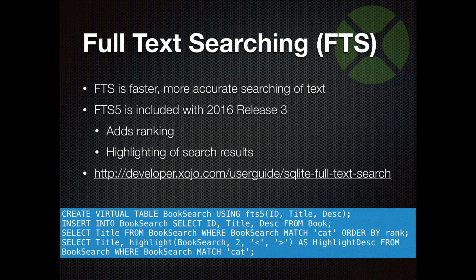To do this, you create what's called a virtual table in your SQLite database, and you tell it you're using the FTS5 full text search engine, and you give it the columns you want, and then you copy into it some data from elsewhere. Because this is a full text searching table, you actually have to populate it with data. It's not going to be your primary data store. And then you can select from it.